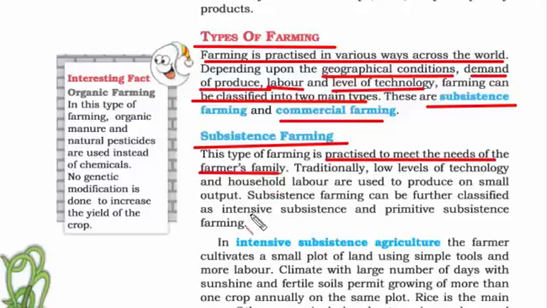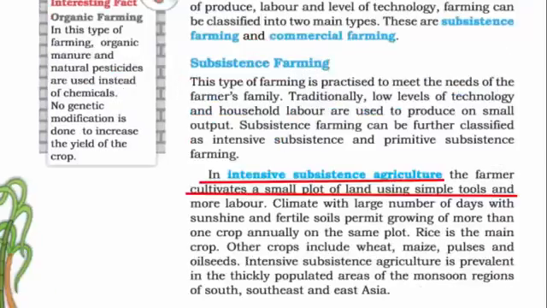It is further divided into two categories: intensive subsistence and primitive subsistence. The meaning of intensive is a high degree of output. So intensive subsistence agriculture is where farmers use their small land holdings to produce enough for their local consumption, while the remaining produce is used for exchange against other goods. Now remember, the farmers here use very simple tools to produce the crop.